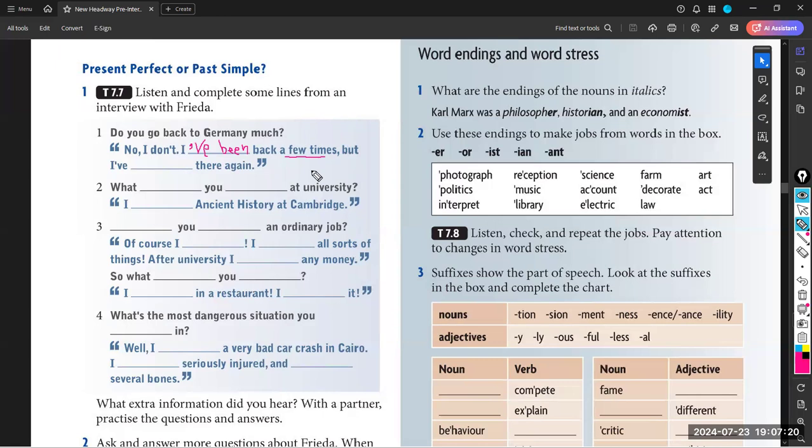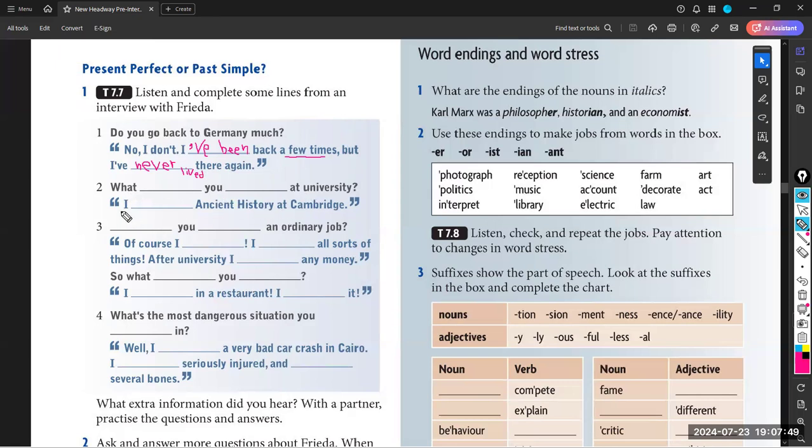Never left. I've never lived. Thank you so much. I have never lived there again. So never, and the verb 3 of live is lived. I've never lived there again. A present perfect, absolutely.